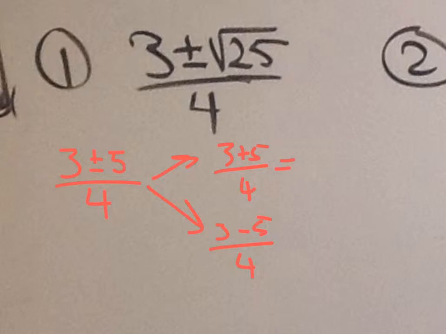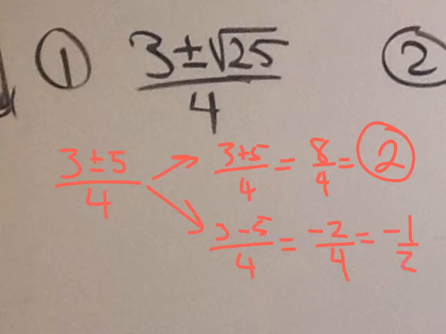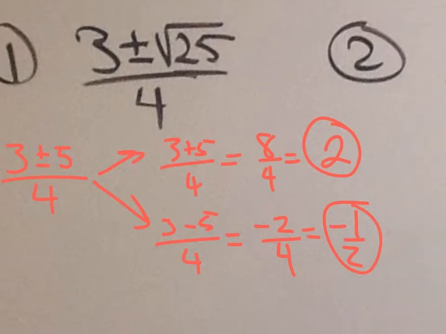So on top, 3 plus 5 is 8. 8 over 4 is the nice, beautiful answer 2. And on the bottom, 3 minus 5, that's negative 2 over 4. That is a fraction, but since you could reduce it, you might as well reduce it to negative half. So both answers there would be 2 and negative half.